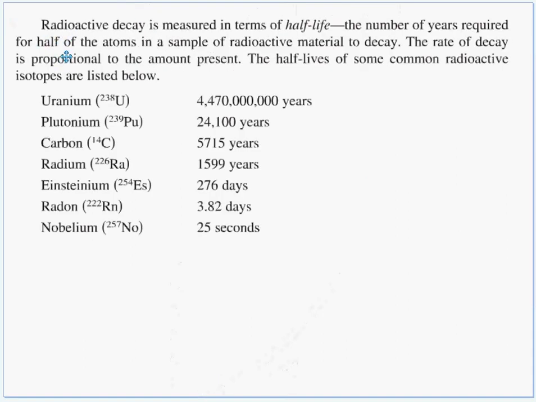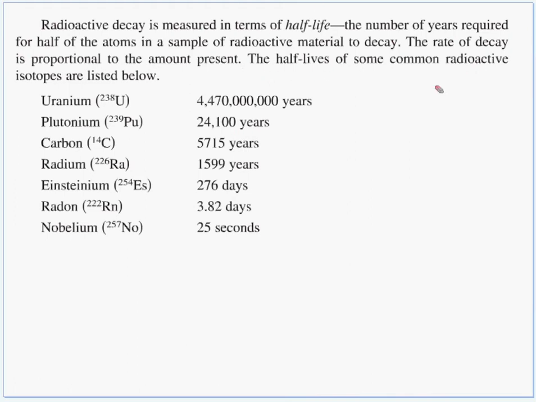Now here we have radioactive decay. We measure that in terms of half-life, or the number of years required for half of the atoms in the sample to decay away. The rate of decay is proportional to the amount present. So that tells us we can use our new formula, y equals ce to the kt.